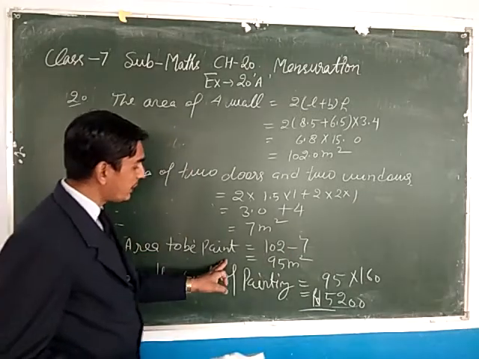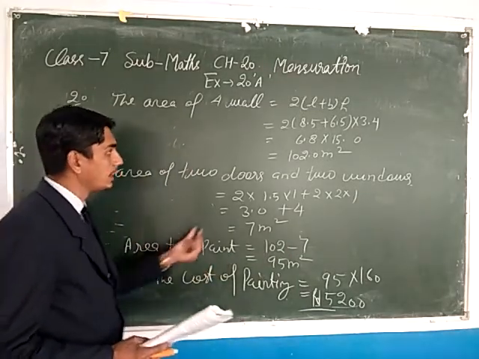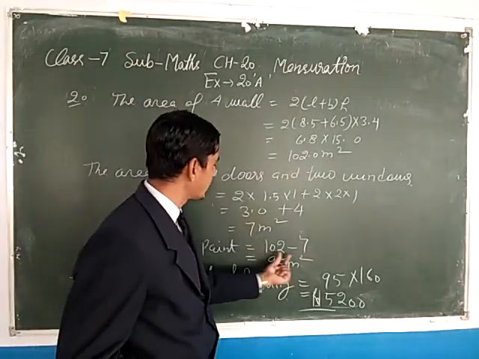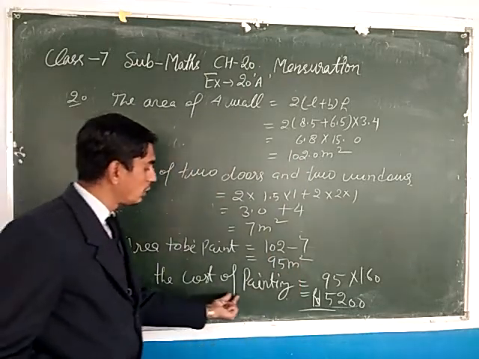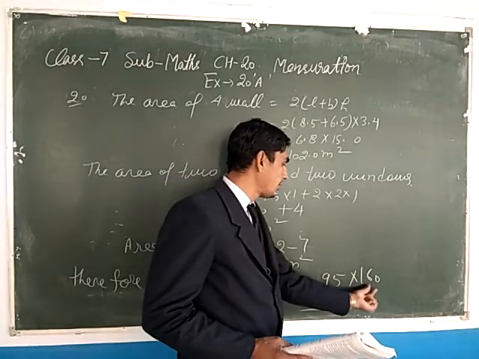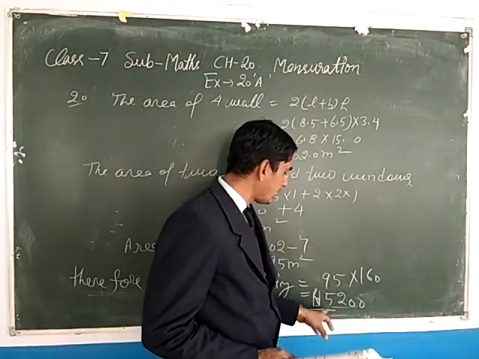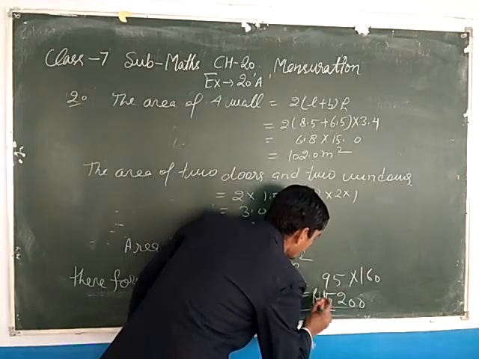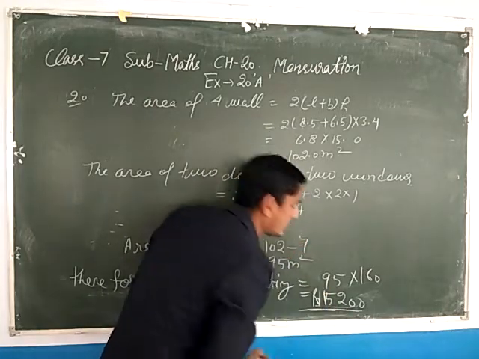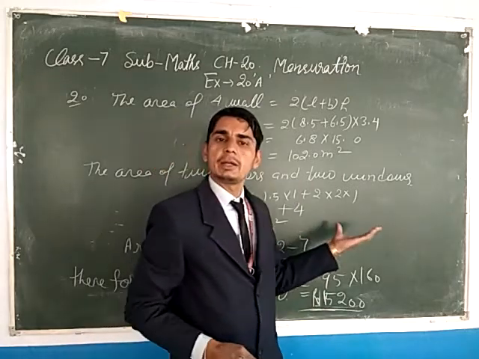So the area to be painted means the area in which we are painting. From the total 102 we subtract, giving 95 meter square. Therefore the cost of painting is 95 multiply 160 rupees, so multiplying, 15,200 is the required answer. Everyone clear beta?